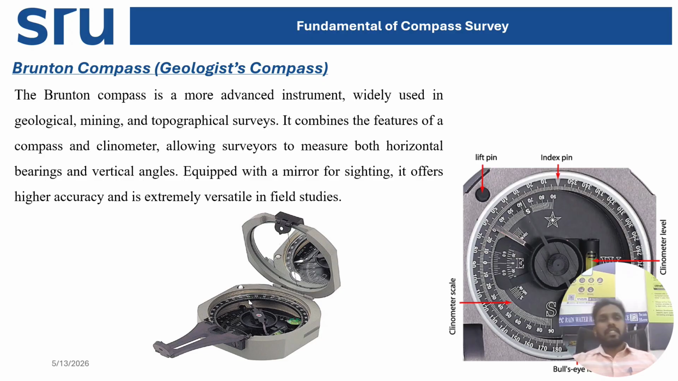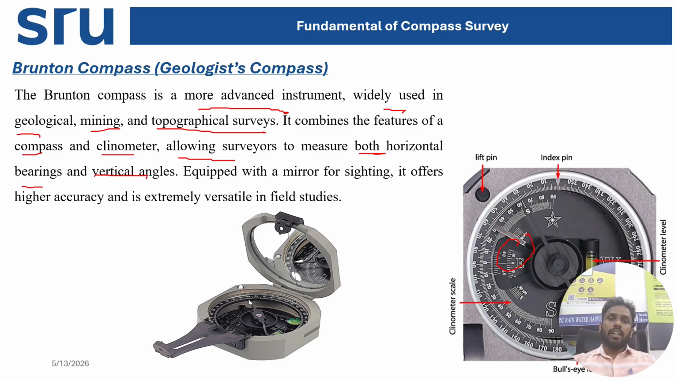So next is a widely used geologist compass, which is a Brunton compass. This compass is a more advanced instrument and it is very expensive, widely used in geological, mining and topographical survey, right? It combines the features of a compass and a clinometer. We can see there is a clinometer present inside. So it allows a surveyor to measure both horizontal bearing and a vertical angle.